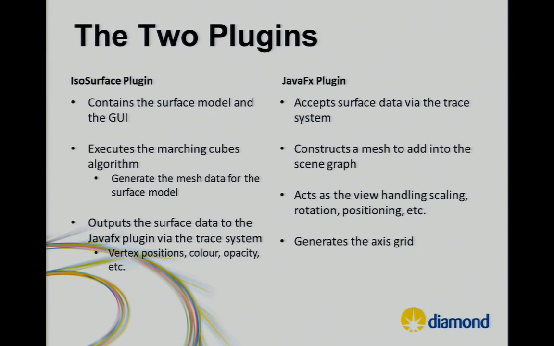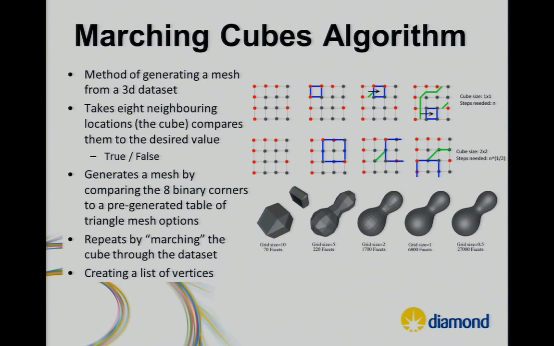So yeah, basically the Isosurface plugin contains the GUI for the user to use. I have added some aspects to the JavaFX plugin, like scaling and such. It executes the marching cubes algorithm to generate the mesh, and then outputs surface data via the trace system. The JavaFX plugin basically acts as a view, as I've said, accepts the surface data and generates a mesh, and then handles things like scaling, rotation, and positioning, as well as generating the x-axis.